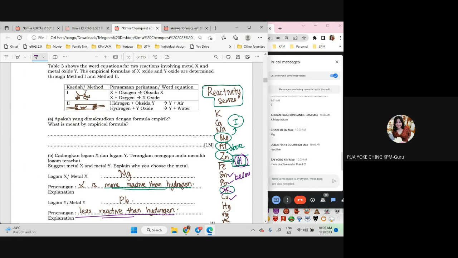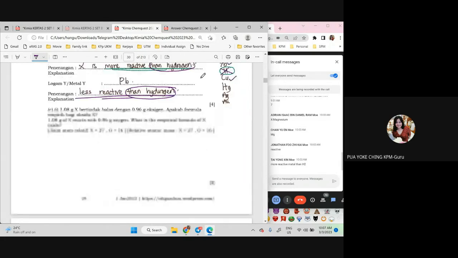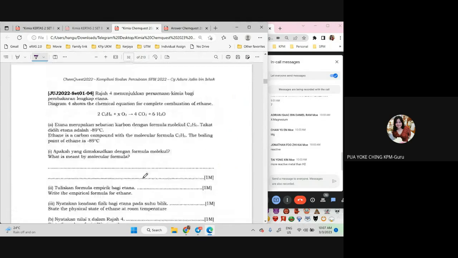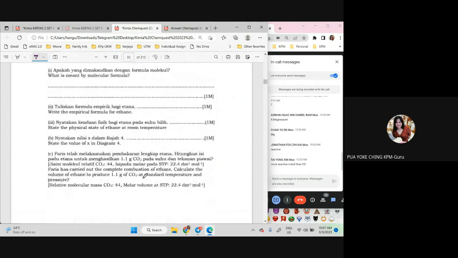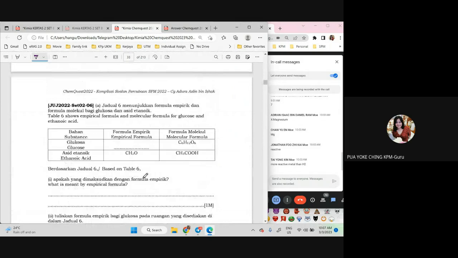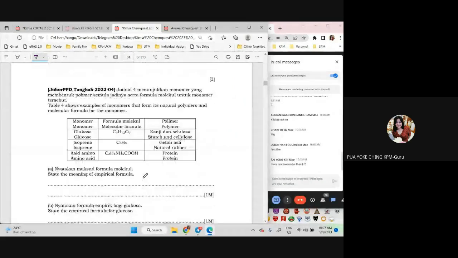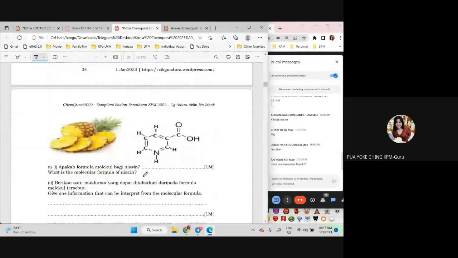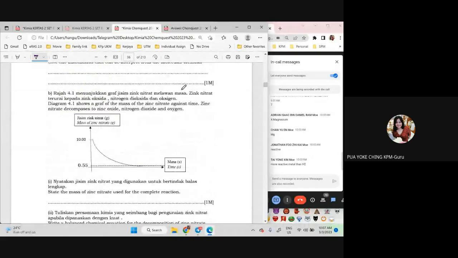Okay, so this one is SPM 2021. They do not accept a very general answer, more reactive metal or less reactive metal only. Mesti ada perkataan than hydrogen. Okay, so I think that's all for chapter 3. Yang lain lebih kurang sama, the calculation saya tak mention lah. If you want to tengok, almost the same.